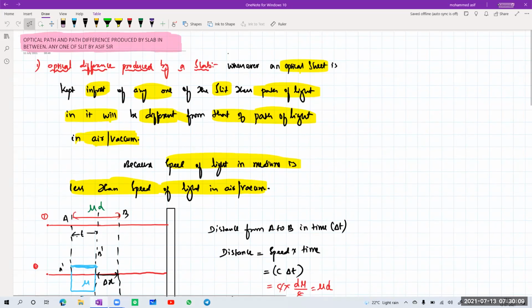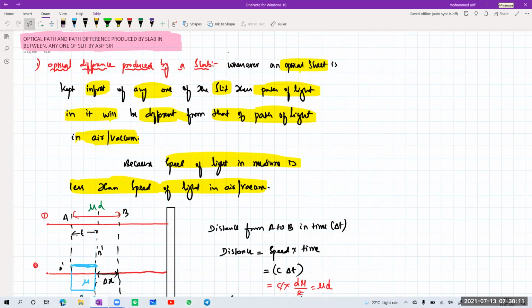So in the optical path, what is happening is, in between the ray of light, whenever you keep a thin sheet of paper, like a plastic paper, మనం wrapping కి ప్లాస్టిక్ పేపర్ వస్తుంది చూడండి, అలాంటి పేపర్ కనుక మనం రే ఆఫ్ లైట్ లో పెట్టామనుకోండి, it will travel some extra distance in that slab, then it will come out of that slab. అంటే if the ray of light is traveling in vacuum, చూడండి ఇక్కడ, whenever an optical sheet is being kept in front of any of this slit, then the path of the light in it will be different from the path of the light in air or vacuum.